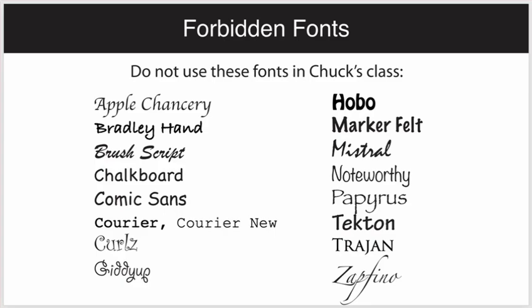So this is my current list of forbidden fonts, the ones that I don't want you to use in my class. There's different reasons for different ones. Comic Sans, there are websites dedicated to the problems with Comic Sans. Chalkboard looks a lot like it. Apple Chancery is just a bad font. It's really, really ugly. It's supposed to be script, but the letters don't match up. So there's all kinds of weird things going on.